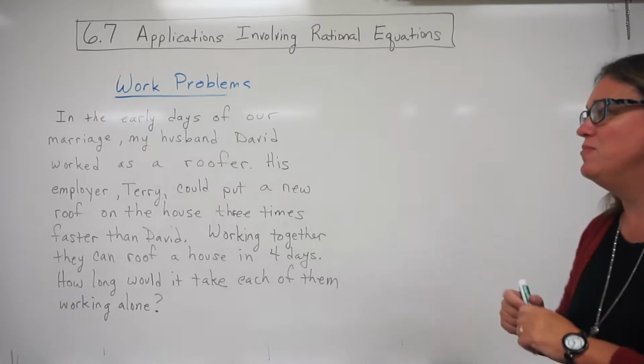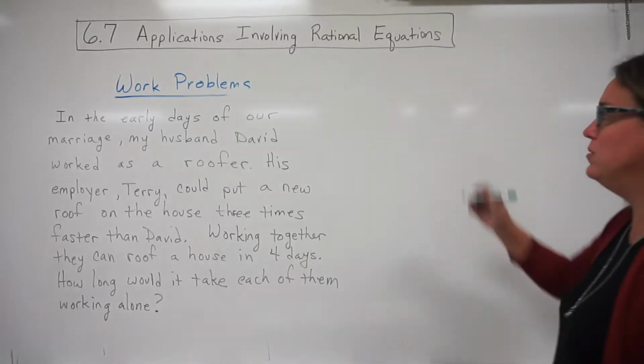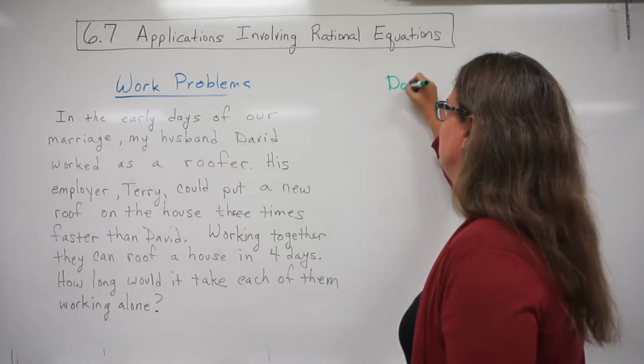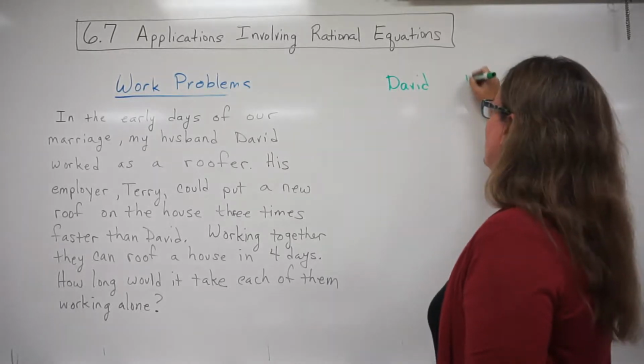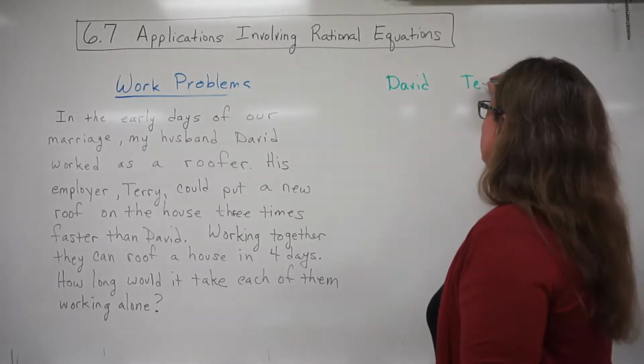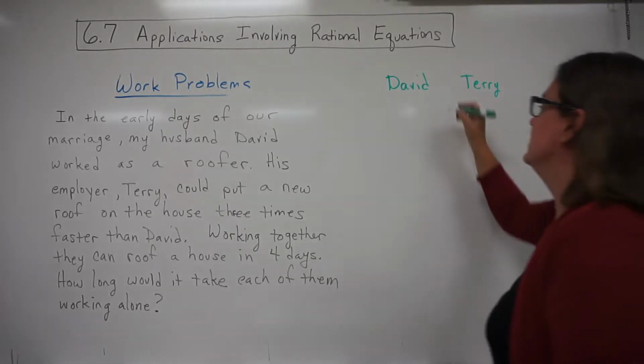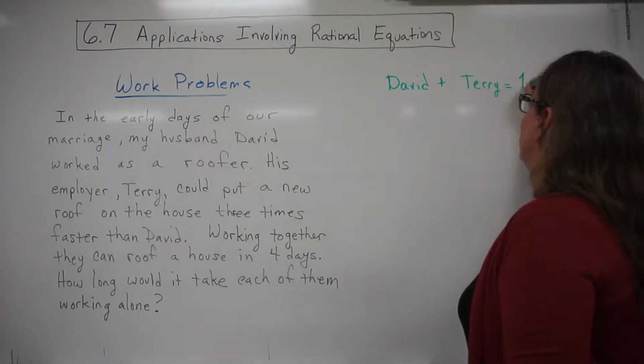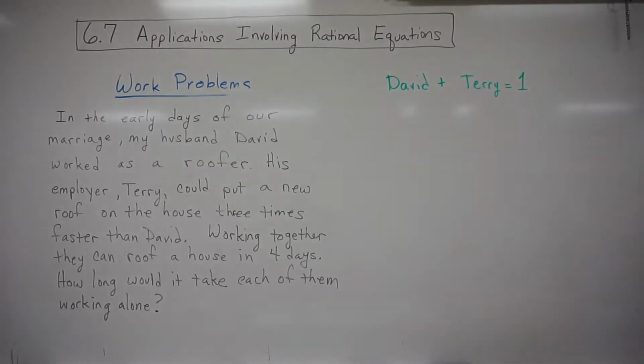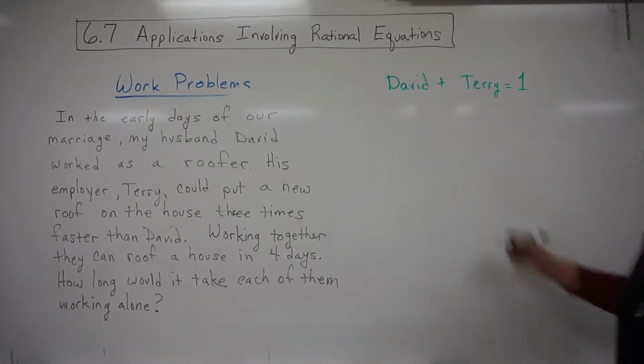We're going to set this up very similarly to the other problem. So we're going to have a percentage for David, and we're going to have, not a percentage so much as a fraction, right? A portion of the job that they did. Working together, they're going to finish one complete job. So what do we know?